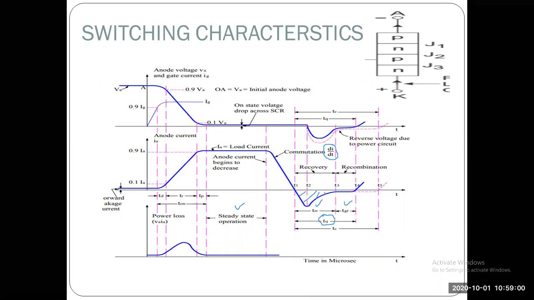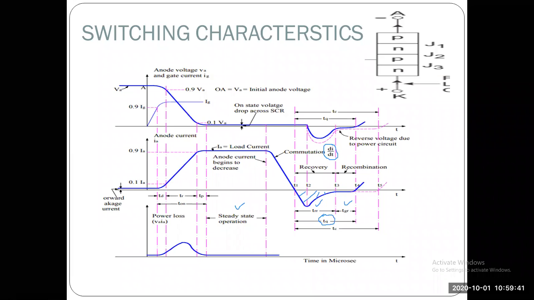What is the concept behind this? During the entire turn off process, recovery and recombination play a major role. Recovery is the major part here, because recombination takes very little time and depends upon circuit conditions and the semiconductor device which you are using. All semiconductor devices have the capability of recombination. There is no need to apply any external force in terms of voltage and current. Any semiconductor device itself has its recombination property.